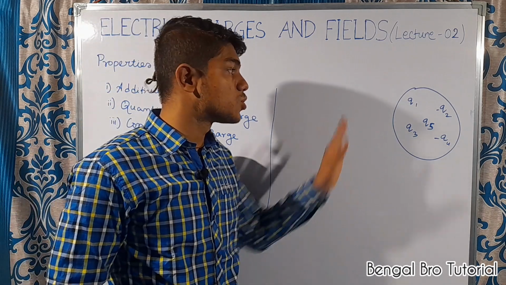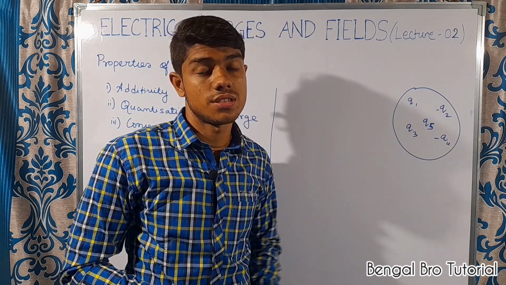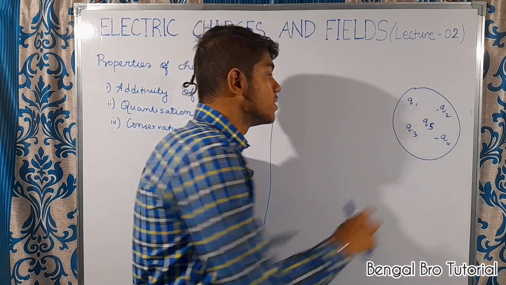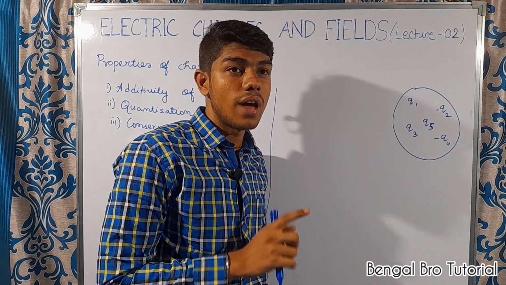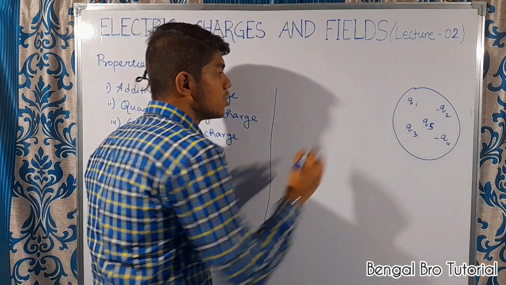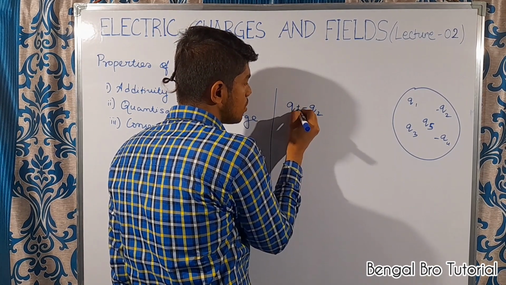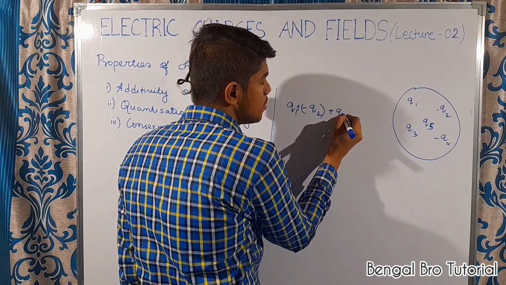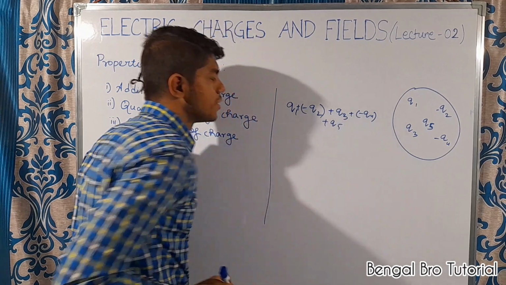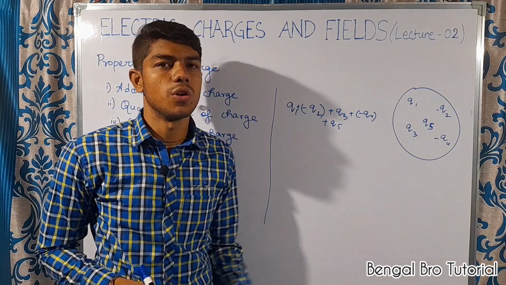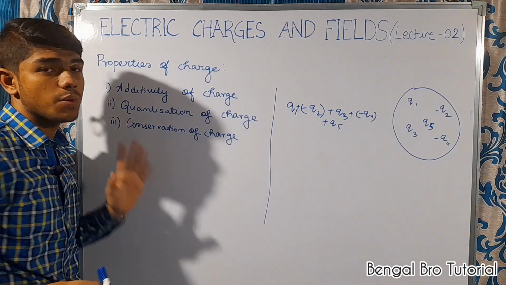Now if you have to calculate the total charge in this body, you have to algebraically add all these individual charges. But one thing you have to keep in mind is that the signs have to be taken into account. You cannot just write the magnitude. You have to add them along with the signs. So the total charge in this body will be Q1 plus or minus Q2 plus Q3 plus or minus Q4 plus Q5. This is the meaning of additivity of charge, which is the first property of charge.